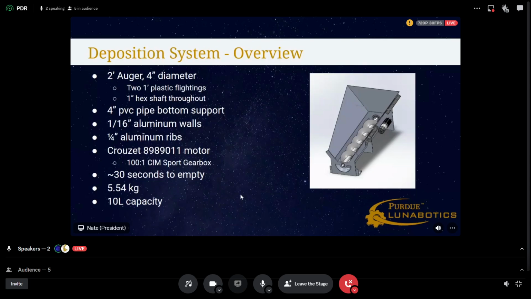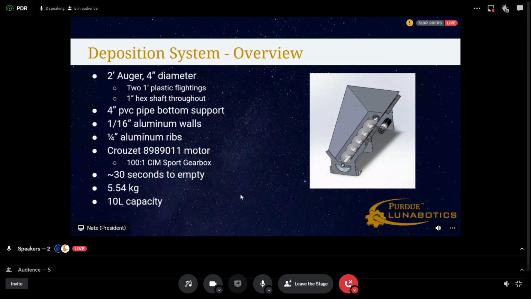The system is using the Crozet motor, which is the motor that we used for actuation last year. The deposition motor has been found to be insufficient for our purposes, so we've switched to a different motor. We're going to be using a 100-to-1 gear reduction on that to get down to the RPM and torque that we need. The system is right now looking at about 5.5 kilograms. That's of course expected to go up once we put in fasteners and a couple of other bits and bobs that are not currently pictured.